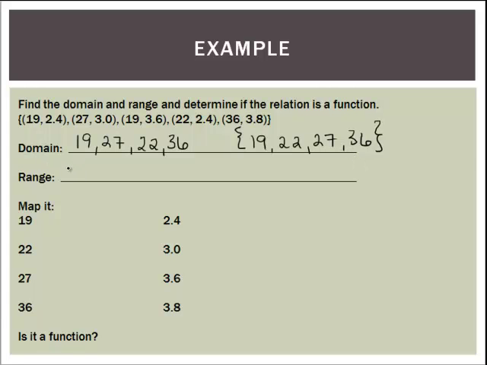How about the range? For the range, we're going to have 2.4, 3.0, 3.6, 2.4, and 3.8. So putting those in numerical order, we have, oh, we don't need this one, do we? We have 2.4, 3.0, 3.6, and 3.8. So now we have our domain and our range.